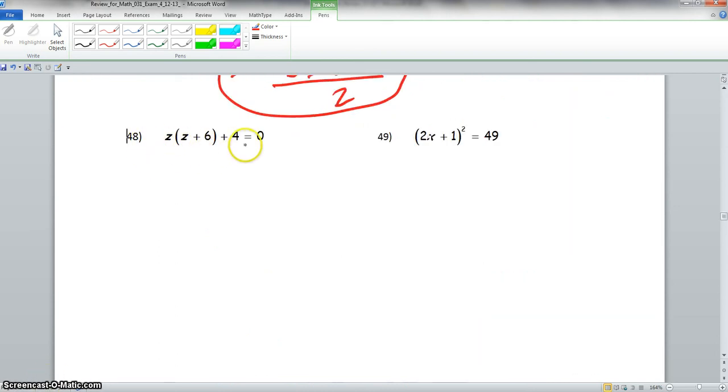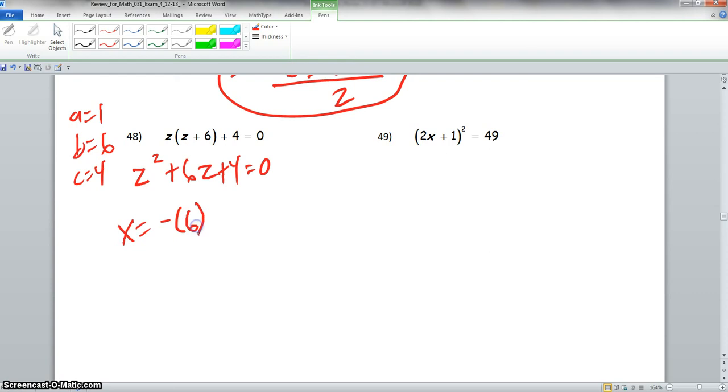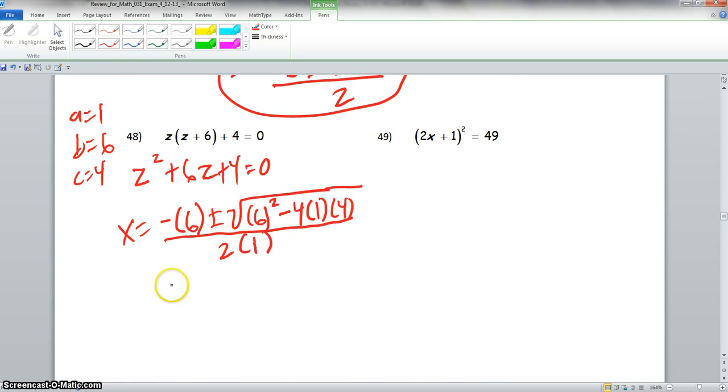Now we come to problem 48. We have z times the parentheses z plus 6 plus 4 equals 0. So we'll multiply z by this parenthesis first, which will give us z squared plus 6z plus 4 equals 0. Now we can still use the quadratic formula. We know a is 1, b is 6, and c is 4. Now, we have x is equal to the opposite of b, which is 6, plus or minus the square root of b squared, which is 6 squared, minus 4 times a is 1, and c is 4, all over 2 times a is 1.